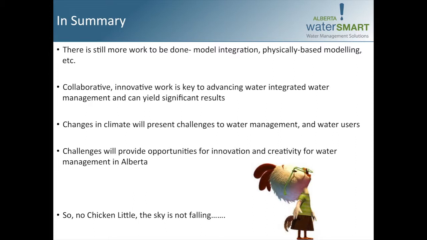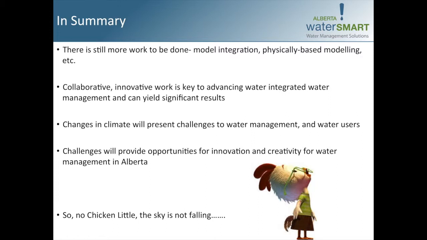Changes in climate will present challenges to water management. That's been documented several times in the literature. What those changes are exactly, we don't know, which is why when we do this kind of work, we look at a range of changes in climate. How could it change? How might it change? We don't know how it's going to change, but if we can adapt to a range, then we're probably looking pretty good for the future.